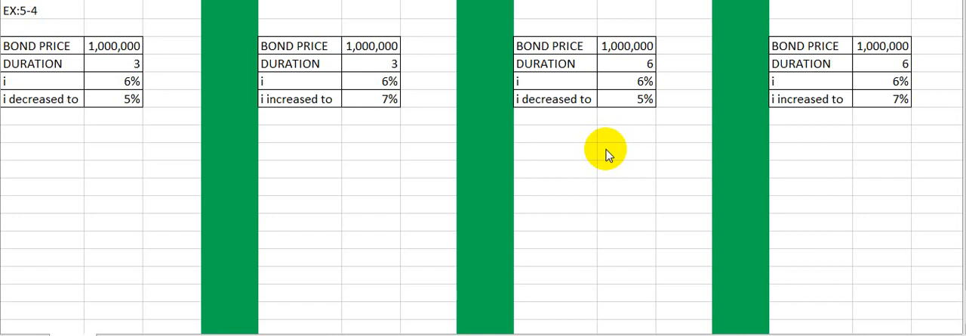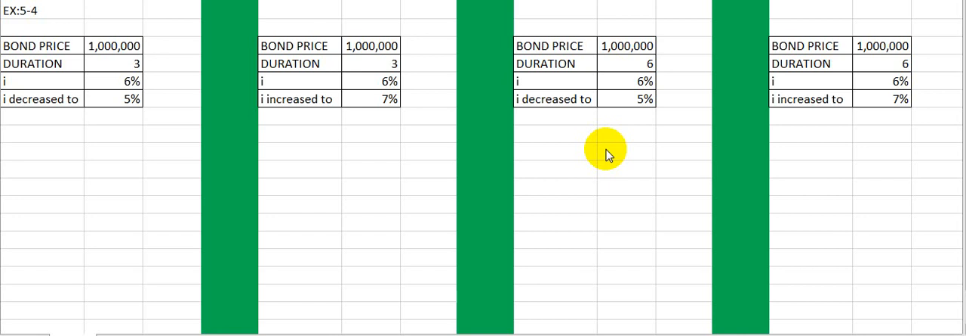Okay, hello all. This is exercise 5.4, page 143. It says a bank recently purchased at par a $1 million issue of US Treasury bonds. The bonds have a duration of 3 years and pay 6% annual interest. How much would the bond price change if the interest rate fell from 6 to 5%? If it rose from 6 to 7%? What would your answer be if the duration of the bond was 6 years?